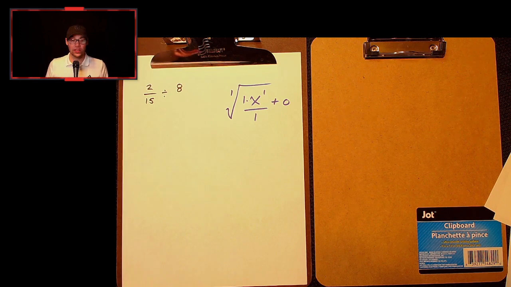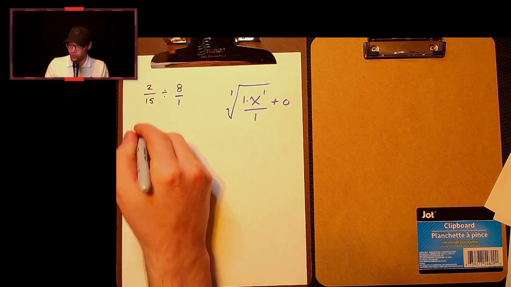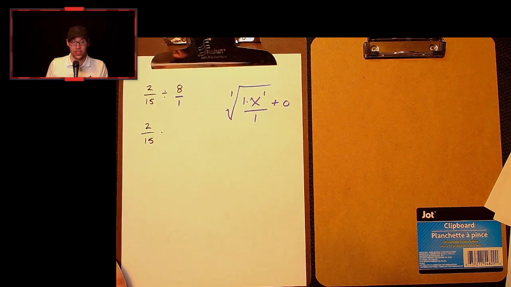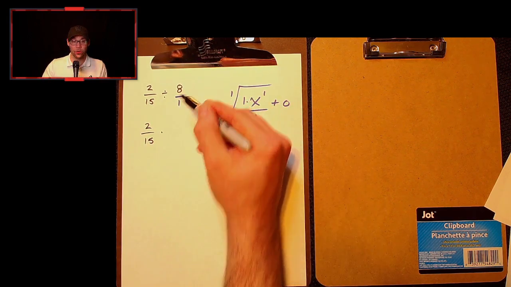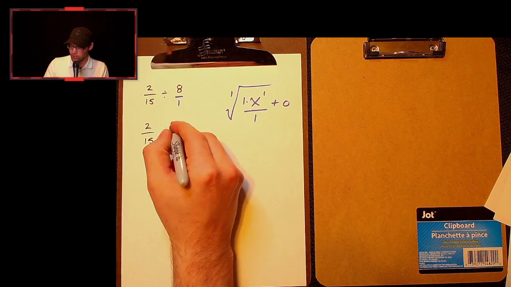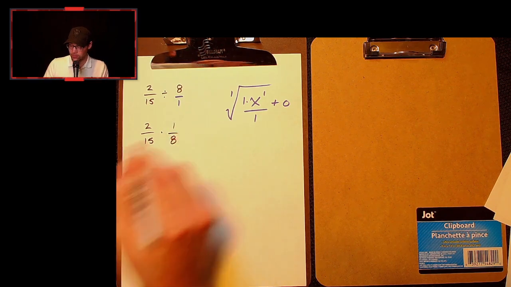So when it comes time to reading this problem, we don't have 2/15 divided by a single number. What we actually see here is two fractions being divided, because 8 is a fraction over 1. So all we need to do to solve this problem, I should say simplify, is multiply by the reciprocal. We keep our first fraction the same as 2/15. We change division into multiplication, and then we take the reciprocal of our second fraction. We literally flip it over. So this now becomes 1/8.